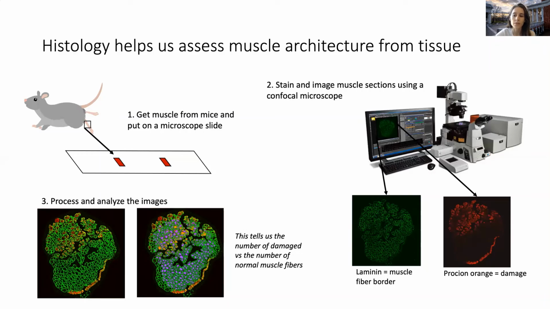After we've used the confocal microscope to take the images, we will process and analyze the images. Here we overlay them, and then we can see the number of healthy fibers compared with the number of damaged fibers. And that helps us better understand the damage that's done in the muscle. There's plenty of other things that you can do. Just in this example, we're looking at the damage.